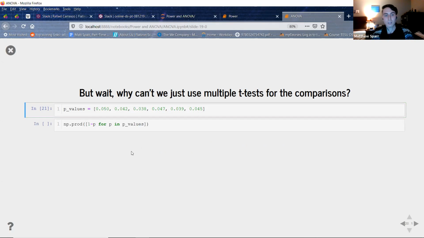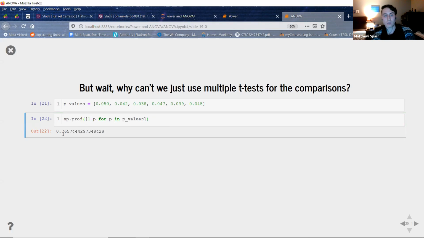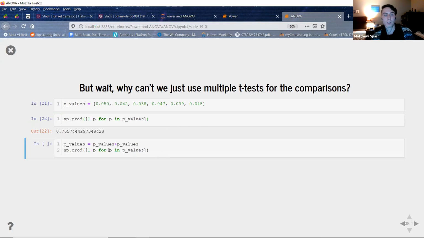But since we have 6 of them all together, if we wanted to find the total odds of all of them holding true, so basically, the first one says there's a 5% chance we're wrong, the second a 4.2% chance we're wrong. We could calculate the total probability of not getting any of these wrong by taking 1 minus each of these probabilities and multiplying them all together. If we do that, there's actually only about a 76% chance that all of these will hold true and we won't have any type 1 errors.